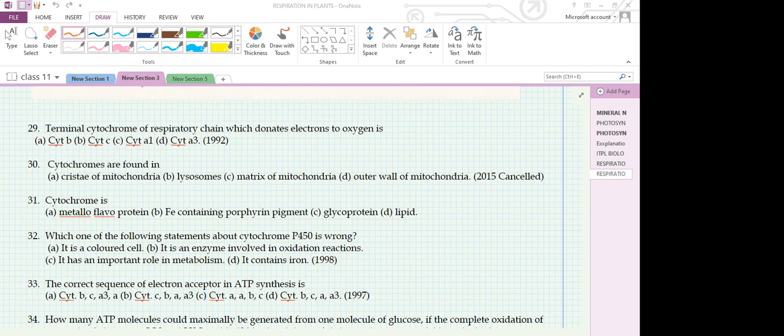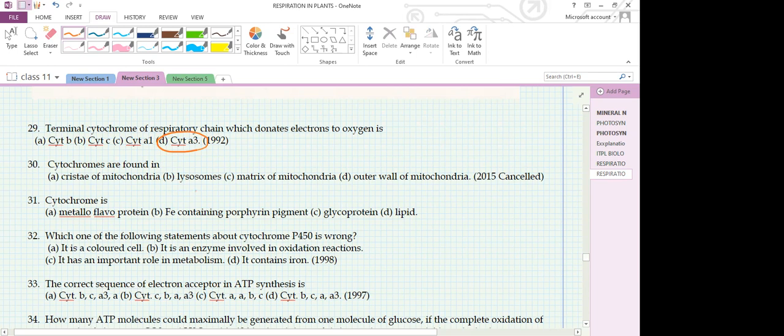Terminal, my dear. Just now we discussed cyanide. I told you, terminal is the one which finally gives the electron to oxygen for the formation of water. Who is that? Cytochrome A3. So cyanide binds to that.